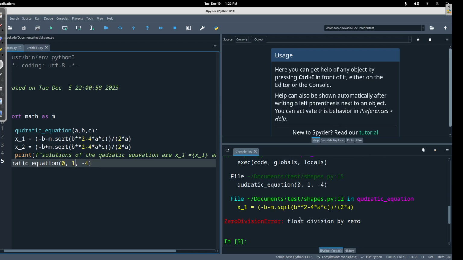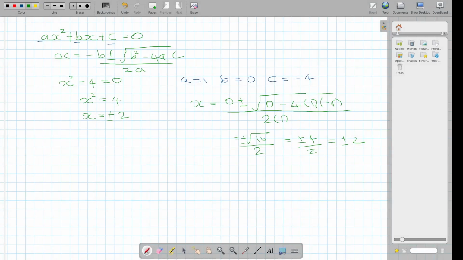Okay, division by 0. So here we got an error, a zero division error. Okay, so let's look at this thing again. What happens when a is 0? It's not a quadratic equation, no? When a is 0, it's bx plus c, it's a linear equation. So we cannot apply the quadratic formula.